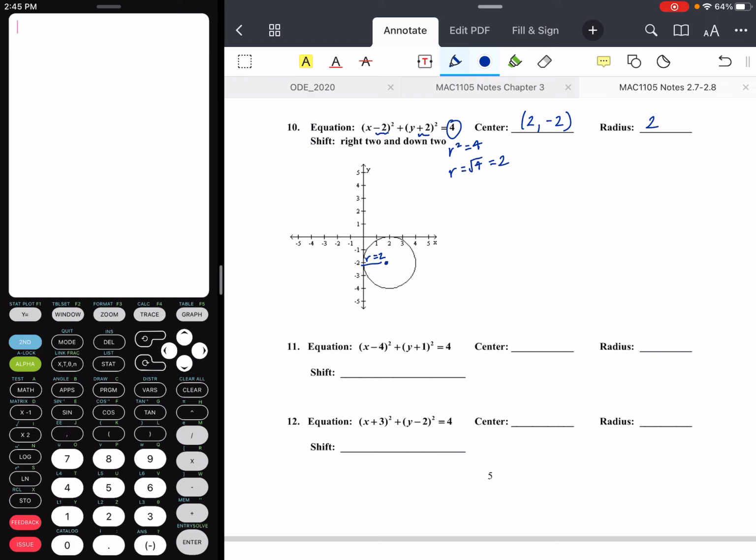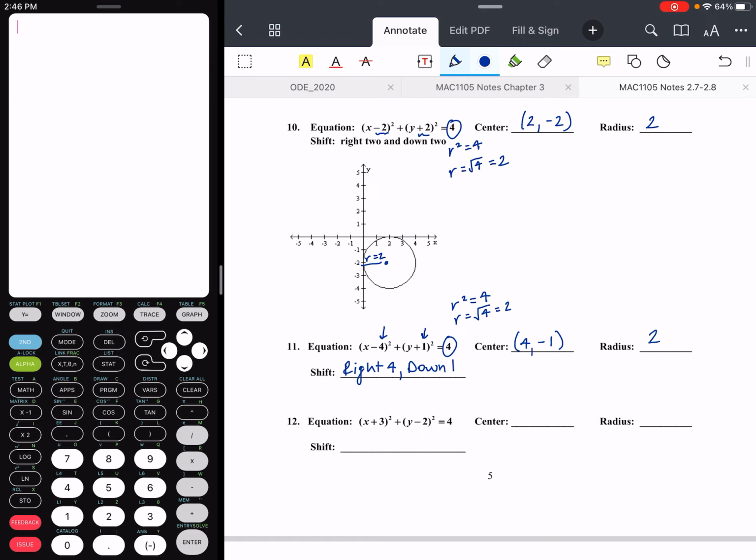All right, so number 11: (x − 4)² + (y + 1)² = 4. This is centered at positive 4 for x and then −1 for y. So opposite sign, opposite sign. And then my equation says equals 4, so r squared equals 4, so the radius will be the square root of 4, which is, again, 2. The shift, if I were to graph this from the origin, to a center of (4, −1), I'd have to go to the right 4, and then I'd have to go down 1.